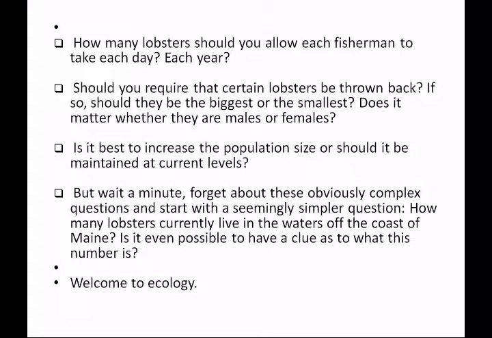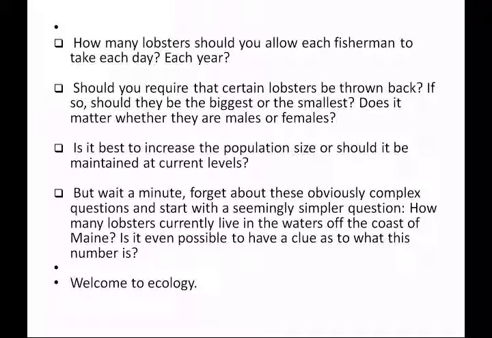So if we are asking some questions about this population of lobsters that lives off the coast of Maine, the first thing we might ask is, well, if you're going to go out and fish for them, how many do you allow each fisherman to take per day? Or how many do you allow them to take per year? If you allow it per day, are there certain seasons that are involved?